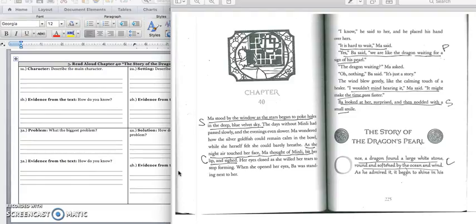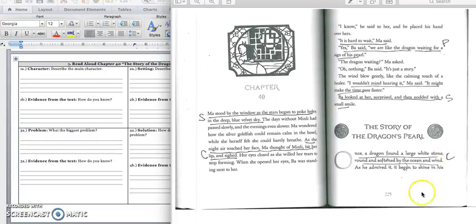Okay, and so Ma and Ba are just talking about how hard it is because Min Lee is not there. And Ba said, yes, we are like the dragon waiting for a sign of his pearl. And she's like, wait, what? And he's like, oh, it's a story. She's like, no, tell me the story. And so Ba tells her the story of the dragon's pearl.